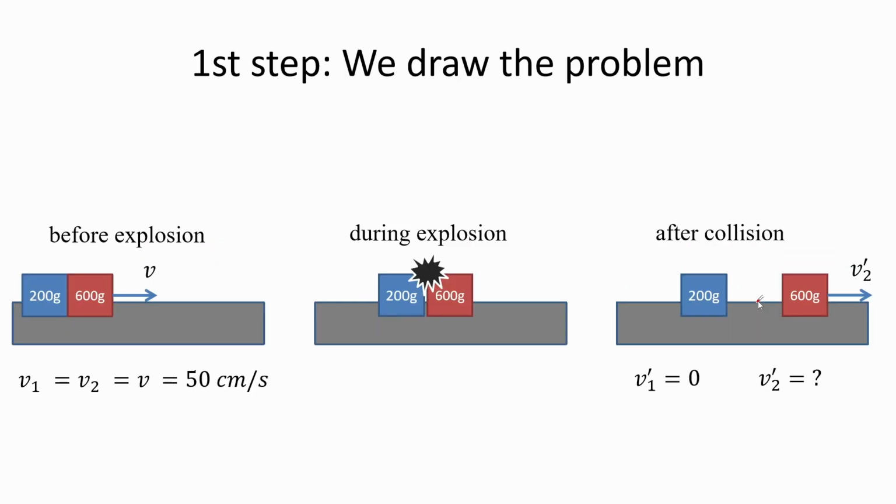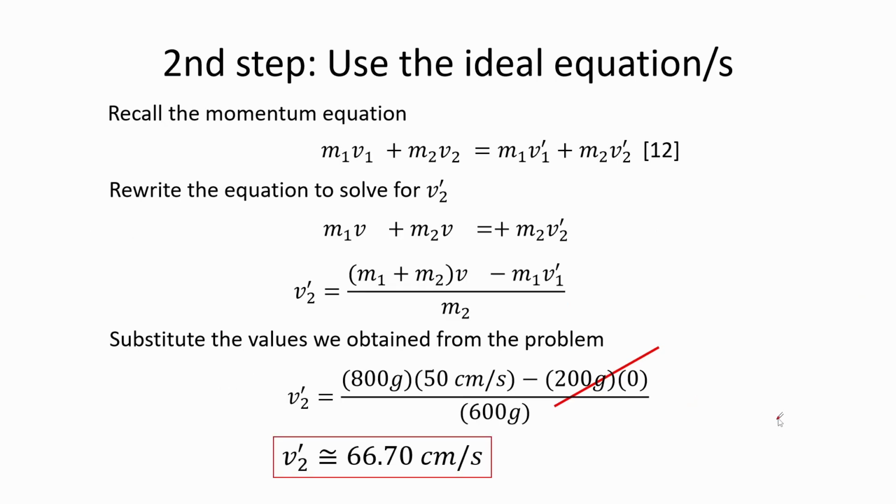So, this is the scenario. Initially, nagtapot sila, they have the same initial velocity. V1 is equal to V2, 50 centimeters per second. After collision, ang V1 prime nimo 0, o ang V2 nimo just keeps going on. So, what do we do? We use, again, the expression for momentum: M1 V1 plus M2 V2 is equal to M1 V1 prime plus M2 V2 prime. Note that same sila og initial velocity V, so we can factor out V and sum the two masses.